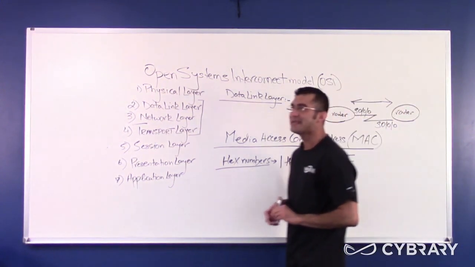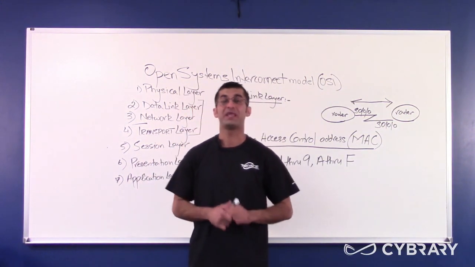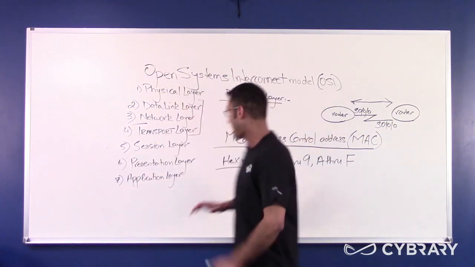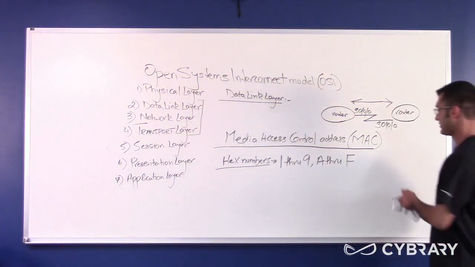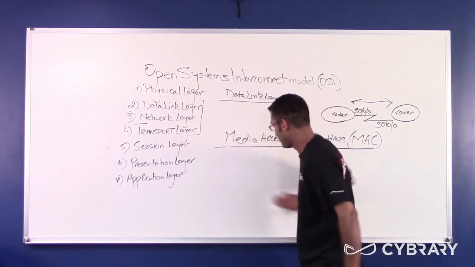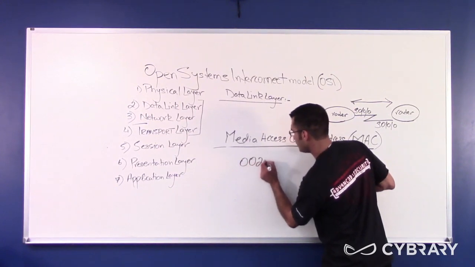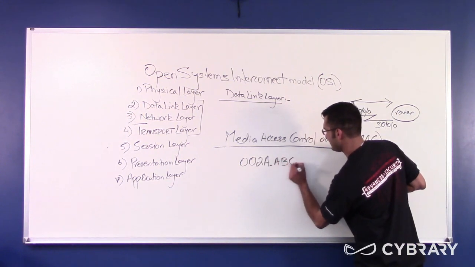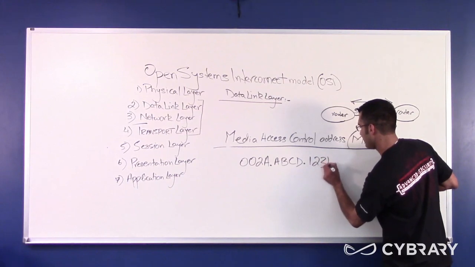So if I wanted to say 10 in hexadecimal, I would just say A. If I wanted to say 11 in hexadecimal, I would just say B. I hope I got my hex numbers across to you guys. Now I can get to what a MAC address looks like. Remember, a MAC address is 48 bits in length and is written in hexadecimal. So an example of a MAC address would be 002A.ABCD.1234.